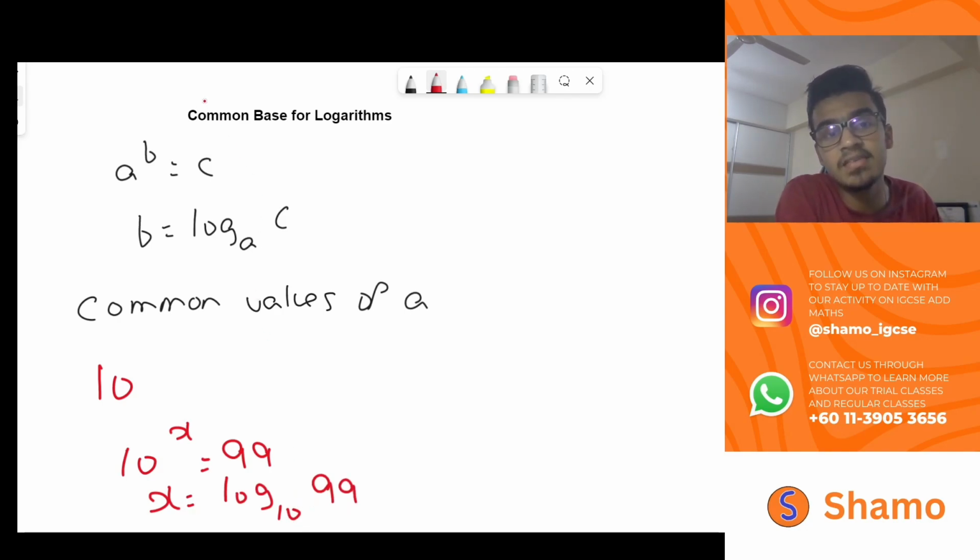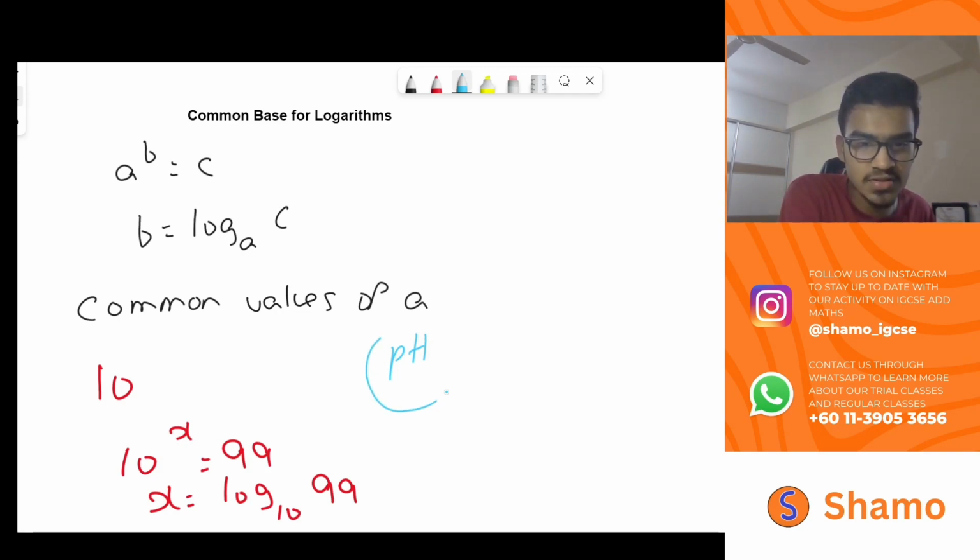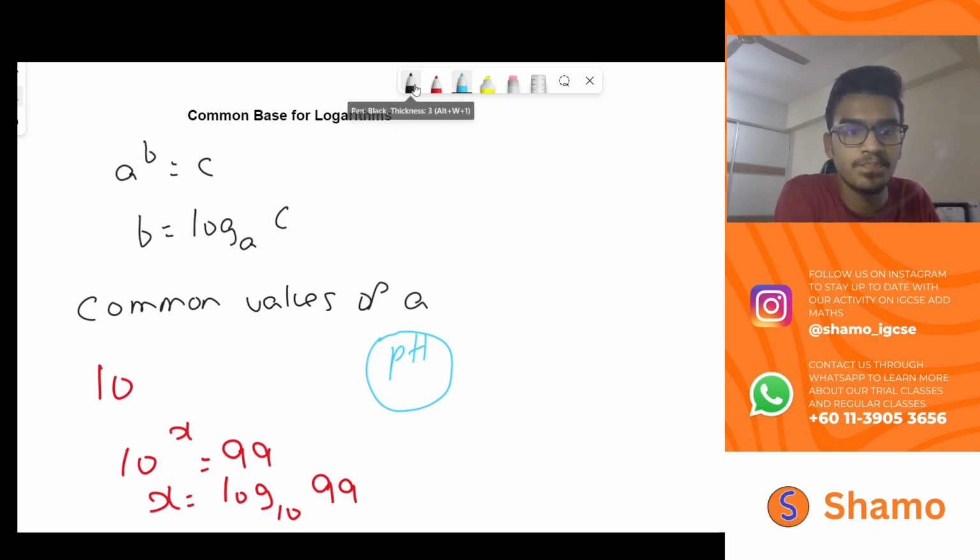10 is a very common base, and if you're wondering where it's used, it's actually used a lot in chemistry. And you'll be like, chemistry? How's chemistry using maths? Well, I won't get too much into that, but if you are aware of the concept of pH, which is used to measure acidity or how alkaline something is, pH calculations involve logarithms. And 10 is the base there. So 10 is a very common base.